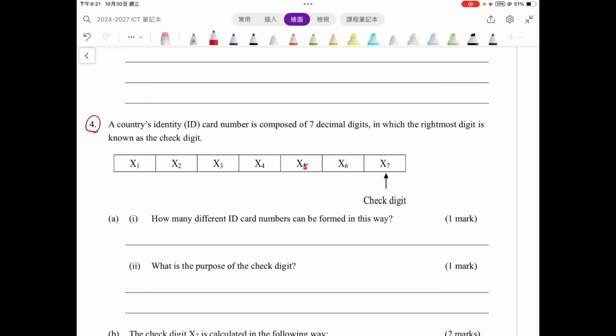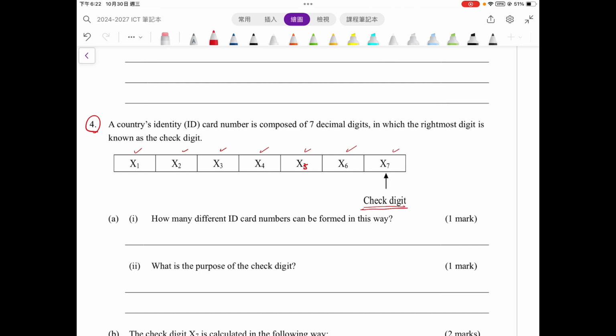So question 4 here is a question about calculation. Here it is a country identity code, ID card we call it, number, and it is composed of 7 decimal digits. That's why you can see 1, 2, 3, 4, 5, 6, 7. There are 7 squares for you to fill up the numbers, in which the rightmost digit is known as the check digit. So here it is the check digit.